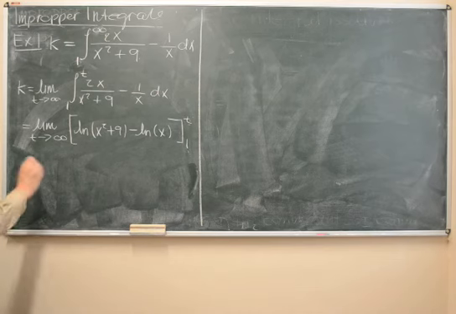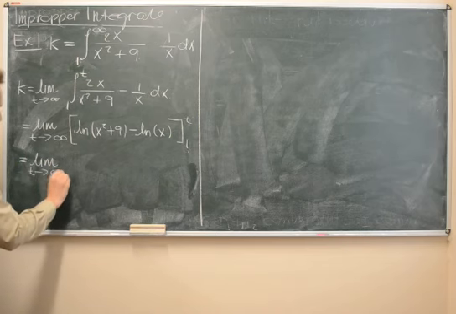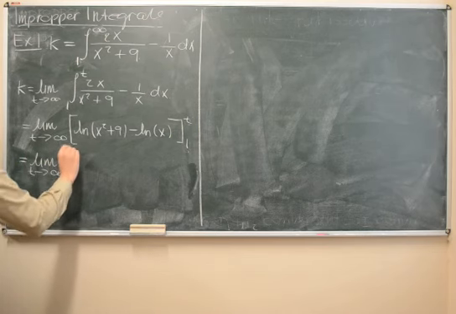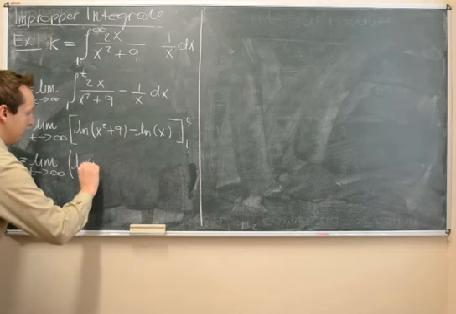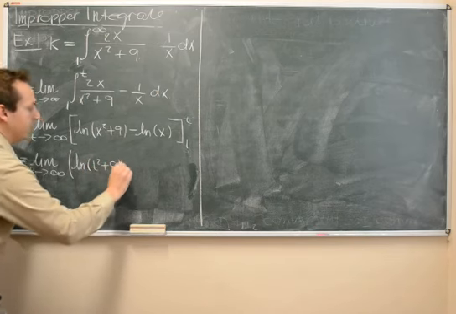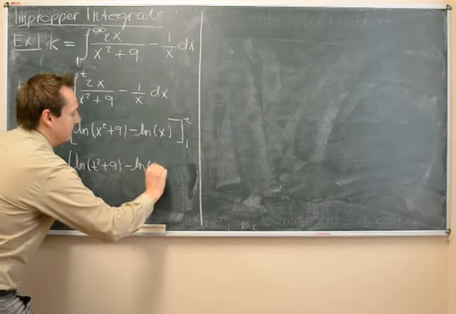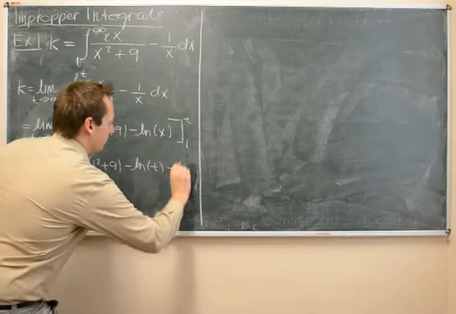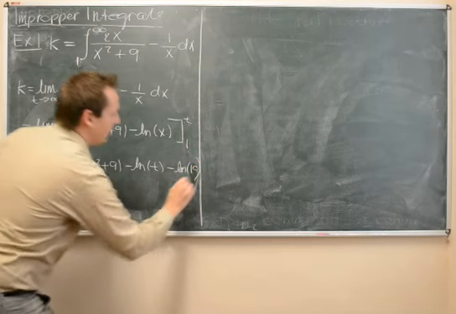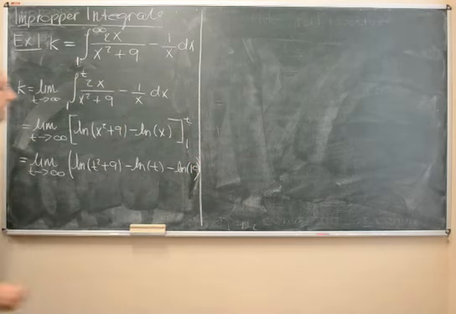And once we substitute in the bounds, we're going to get ln(t squared plus 9) minus ln t minus ln 10.